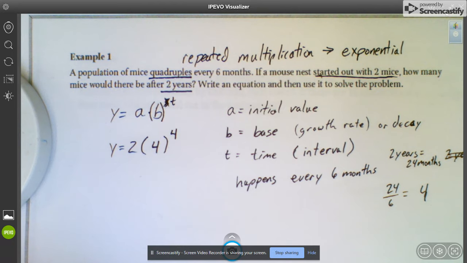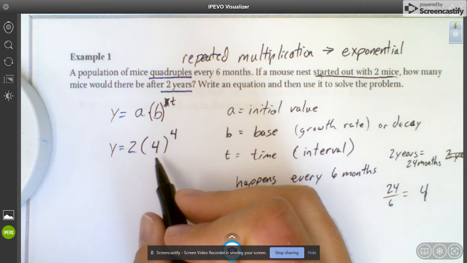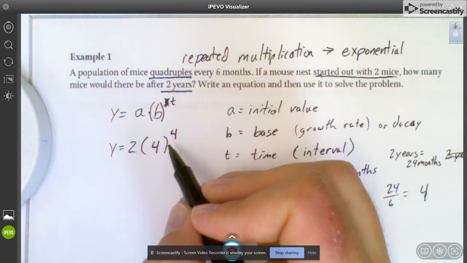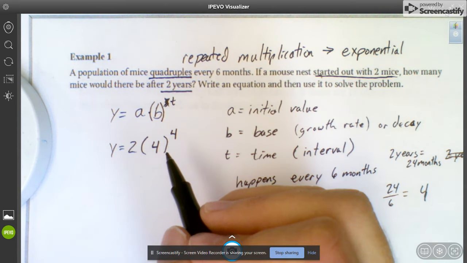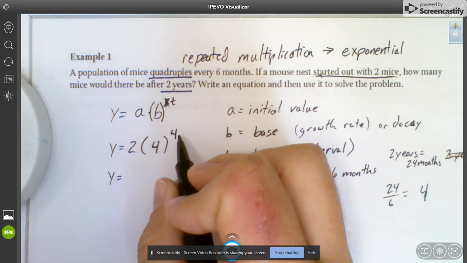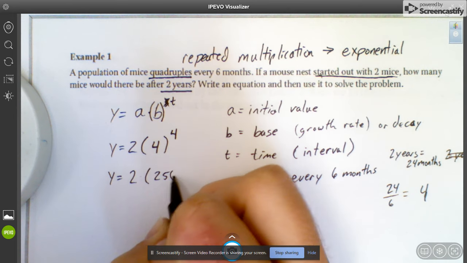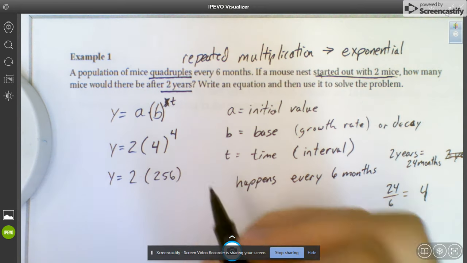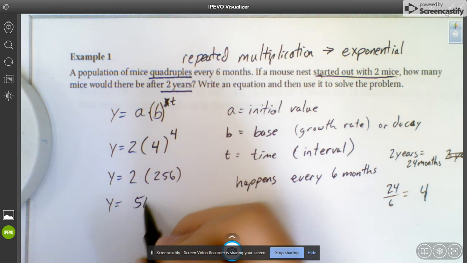All right. So to calculate that out, we actually want to use our calculator here. And what this means is 4 to the 4th power means 4 times itself 4 times. So when you do that, what you get is y equals, remember order of operations says I need to do this exponent first, 2 times 256. And again, I got 256 from doing 4 times 4 times 4 times 4. And then lastly, to multiply that out, you get 512.